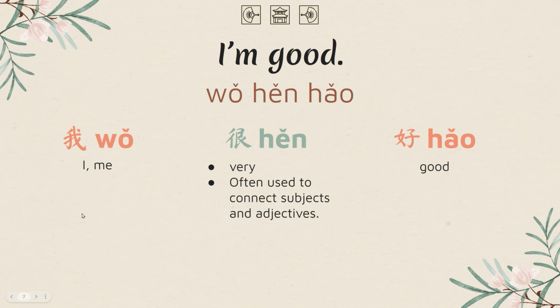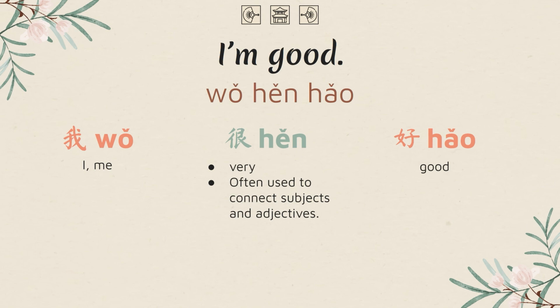Okay, so here's a challenge question. If 我 means I or me, how would we say we or us? Now think back to a previous slide that we went over. Remember, 们 is the plural marker. So you can put it after 我 to mean we or us. 我们 means we or us, just like 你们 means you plural.